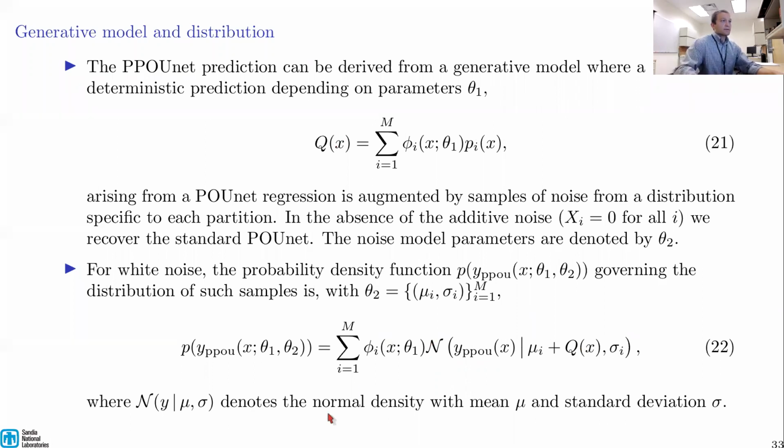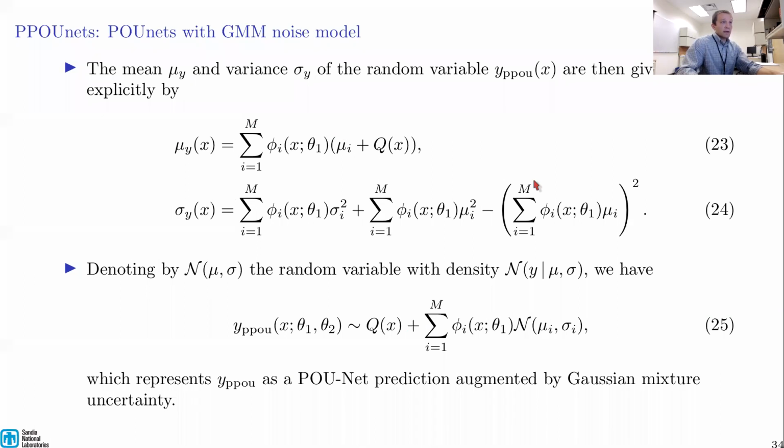Because of the softmax layer, this is a Gaussian mixture, so you can write down the mean and the variance of your distribution in closed form. These are just standard formulas for GMMs. The punchline is you end up with a distribution for your output, a prediction where the samples are centered around your standard POU net prediction Q, but then there's a Gaussian mixture model noise term where the Gaussians are weighted by the same POU functions used in your POU net prediction.